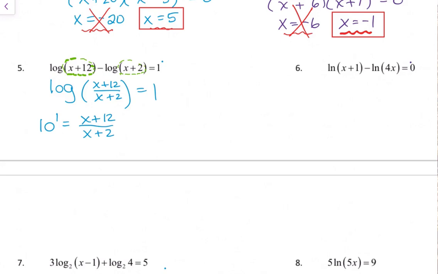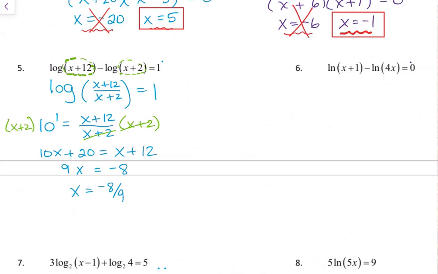So to solve a rational equation, we clear out the denominator. I'm going to multiply both sides by x plus 2, which on the left is going to give me 10x plus 20. And on the right-hand side, the x plus 2's will divide out and leave me an x plus 12. So to solve that linear equation, I want the x's on one side, the constants on the other. So I'm going to get 9x equals -8, giving me a solution of x equal to -8/9.